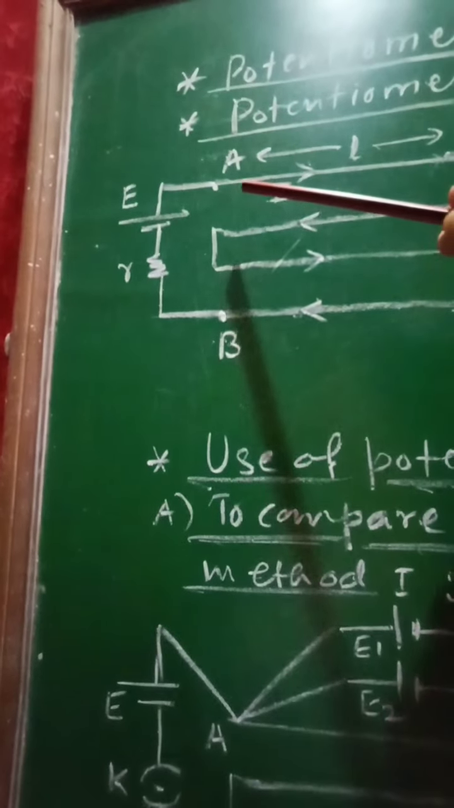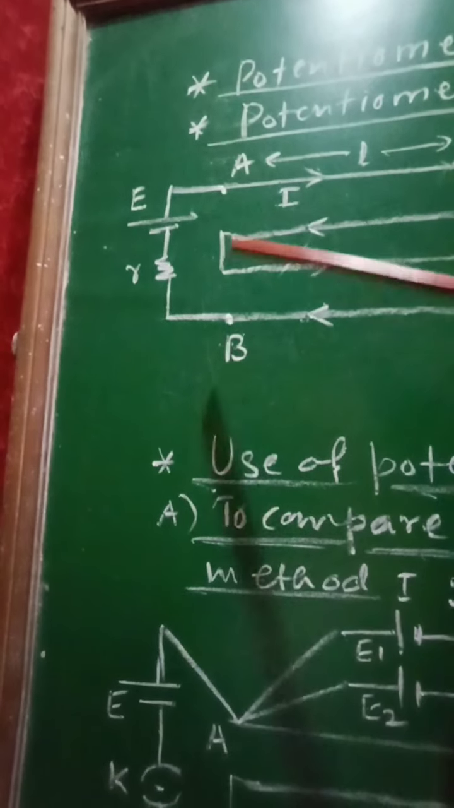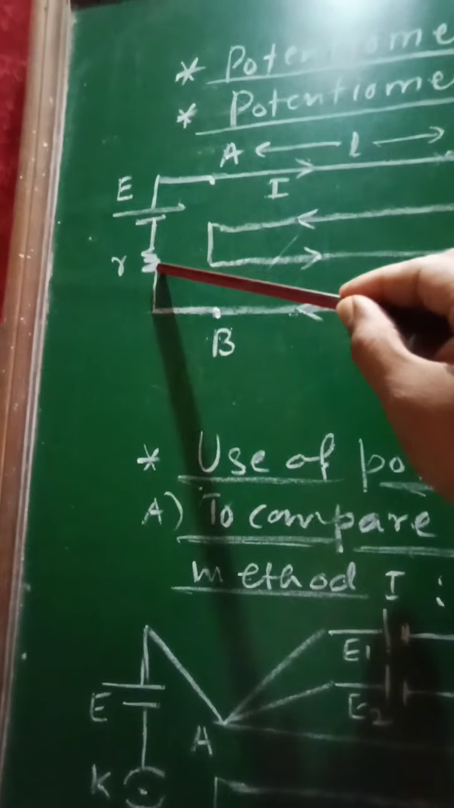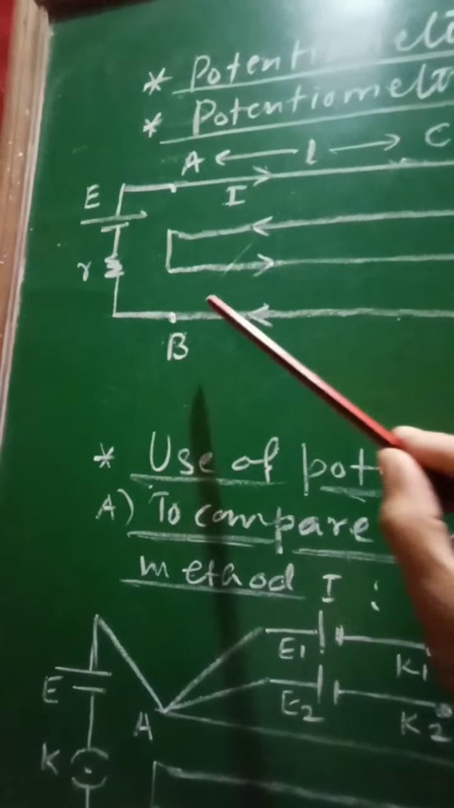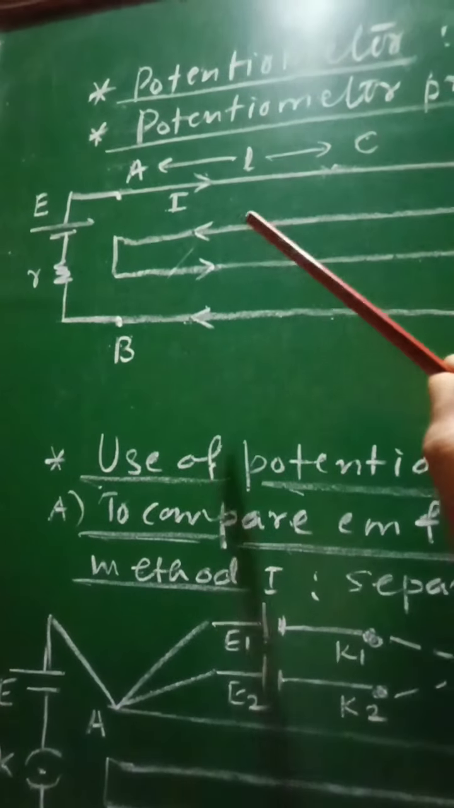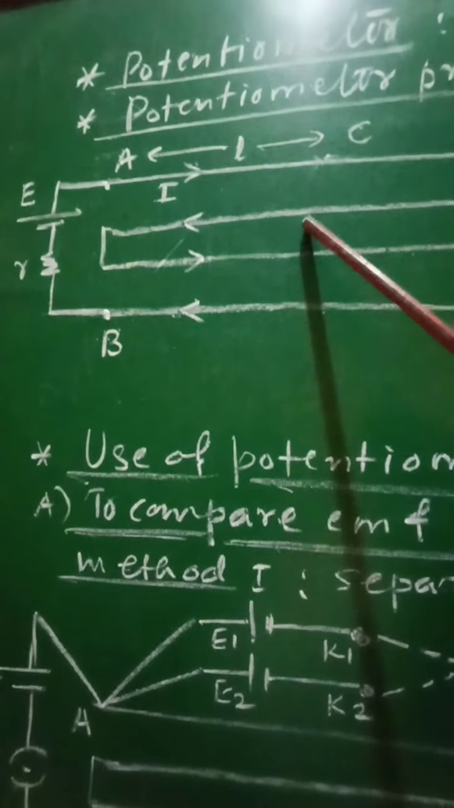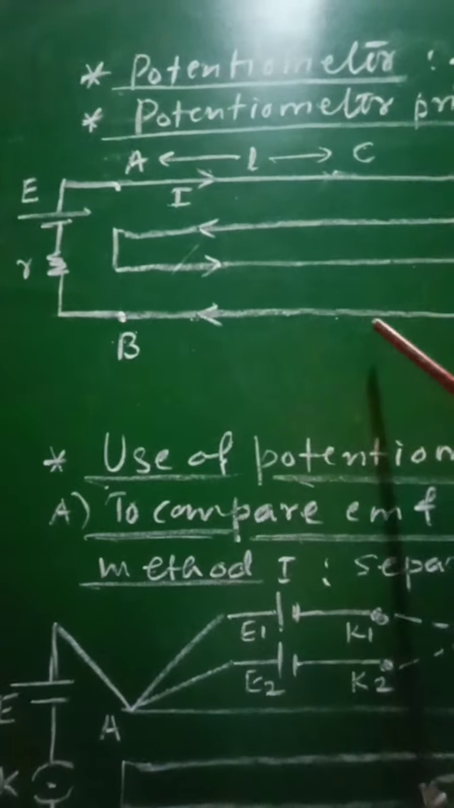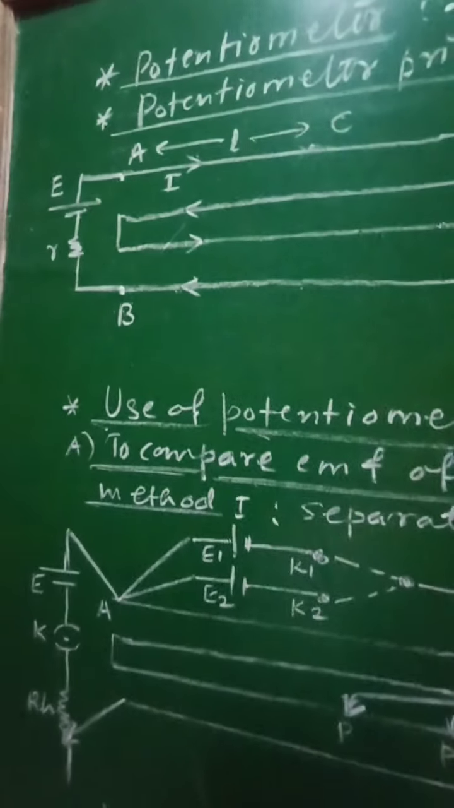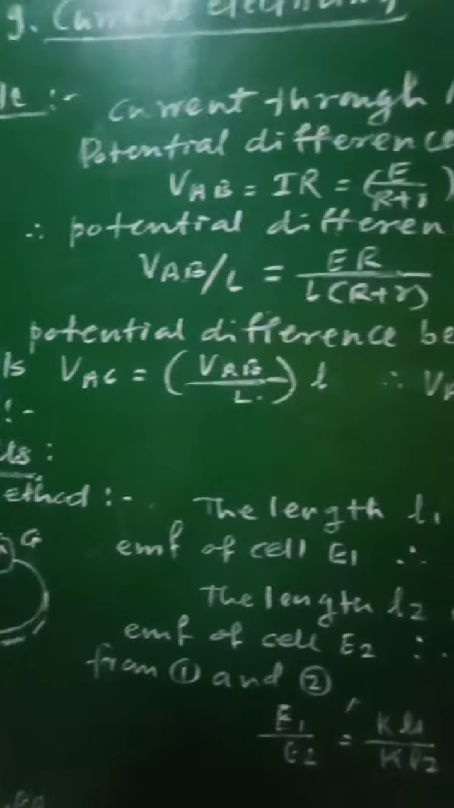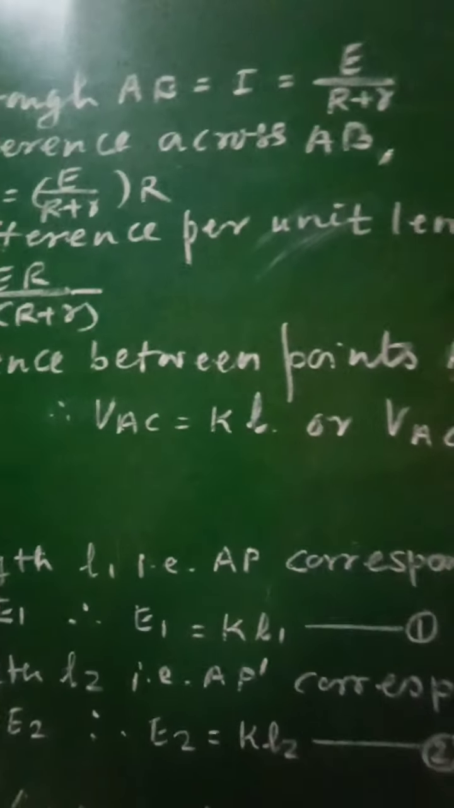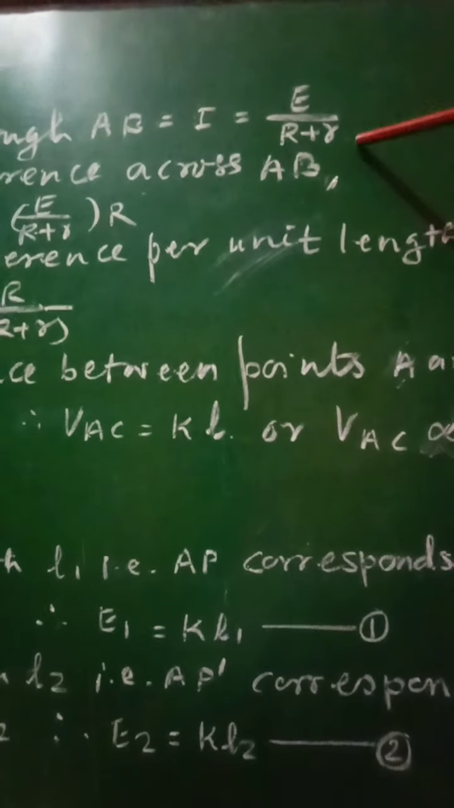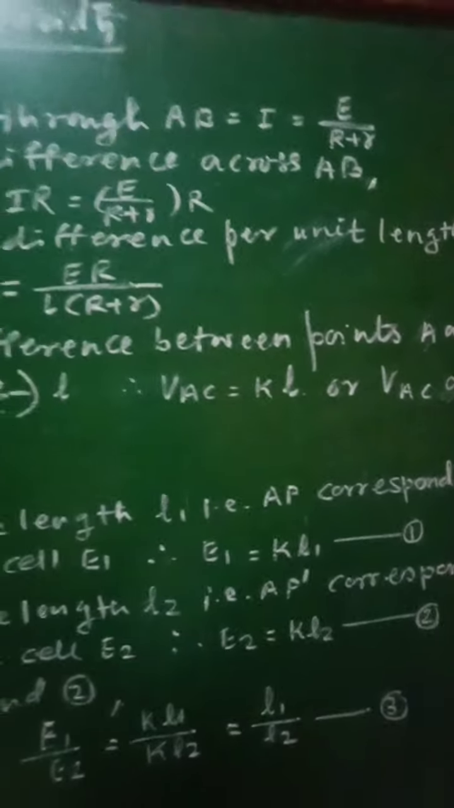Then between the two ends A and B of this potentiometer wire, a cell of EMF E having its internal resistance r is connected. From this figure it is clear that the two resistances, that is capital R, resistance of this potentiometer wire, and the small r, internal resistance of this cell, are connected in series. Therefore when the current is set up in that wire, the current through that wire AB will be given as I equal to E upon R plus r, by applying Ohm's law to the complete circuit.